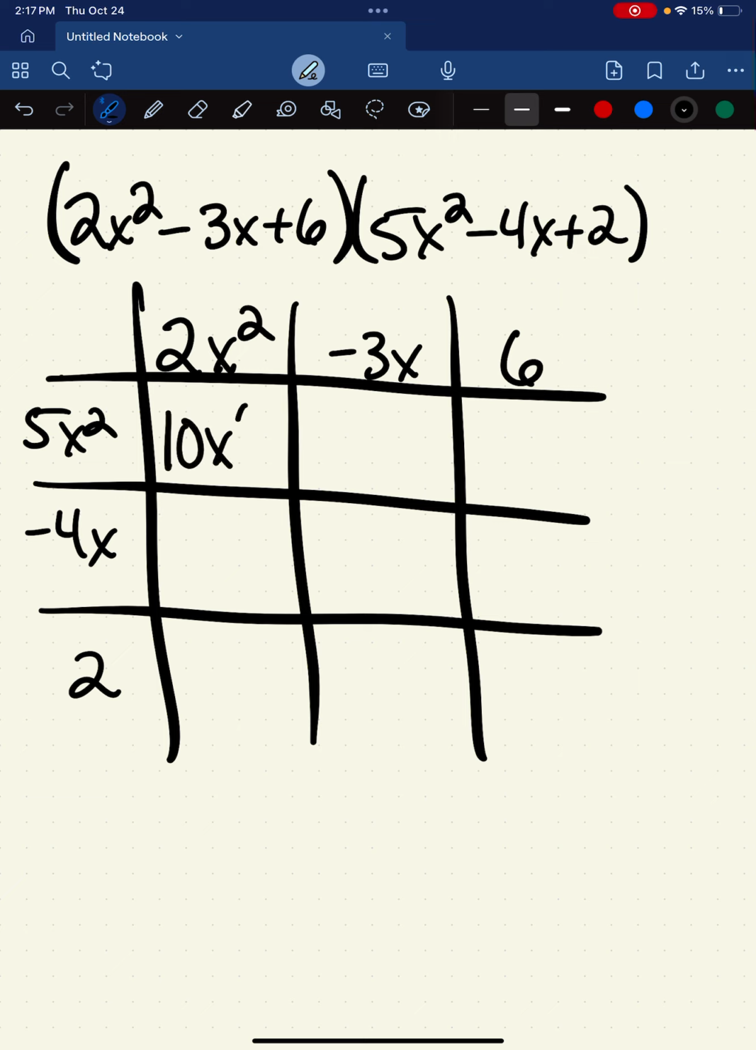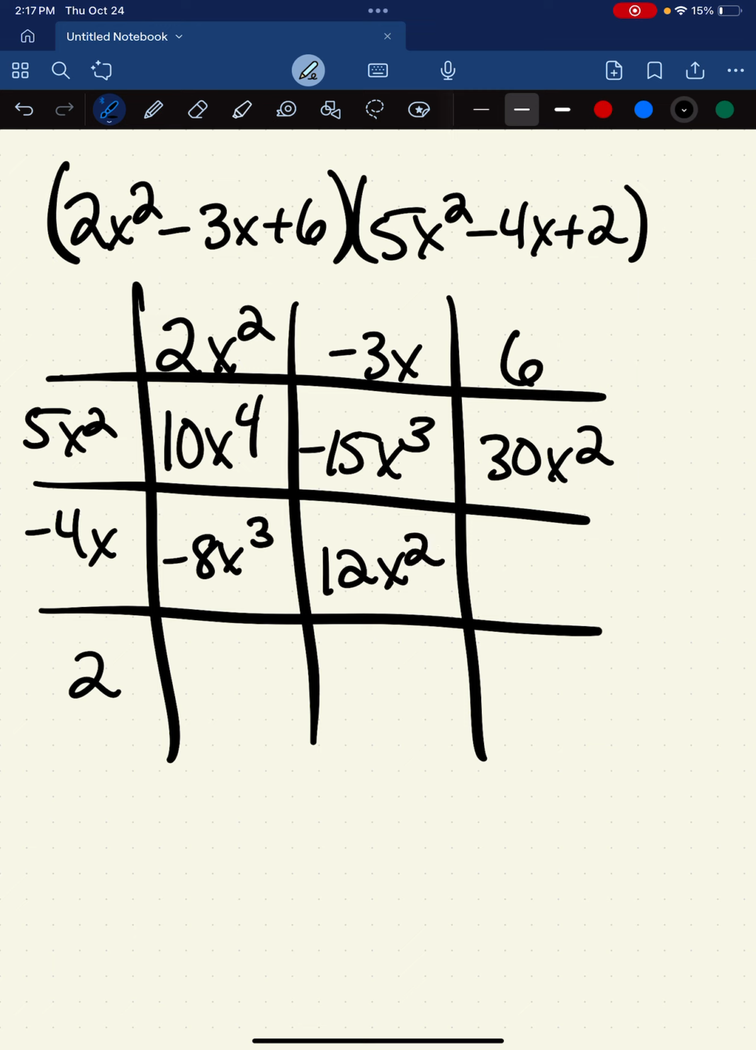Okay. 5x squared and 2x squared is 10x to the 4th. 5x squared and negative 3x is negative 15x cubed. 5x squared and 6 is 30x squared. Negative 4x and 2x squared is negative 8x cubed. Negative 4x and negative 3x make 12x squared. Negative 4x and 6 make negative 24x. 2 and 2x squared make 4x squared. 2 and negative 3x make negative 6x, and then 2 and 6 make 12.